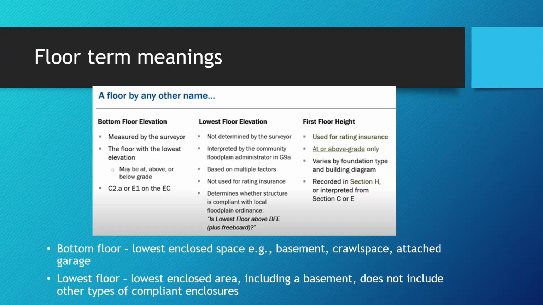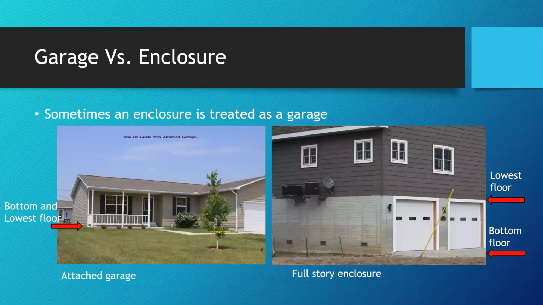And then first floor height is an insurance term. It means the first floor that is at or above grade, and it's a rating variable under Risk Rating 2.0. And of course, that is going to vary by foundation type, which means the building diagram. And so we will talk about Section H and how those are recorded for insurance purposes.